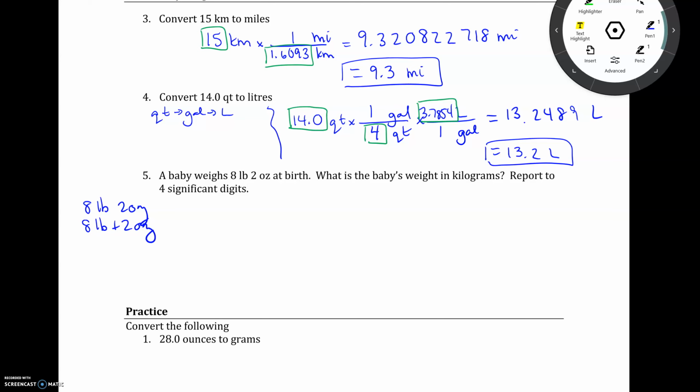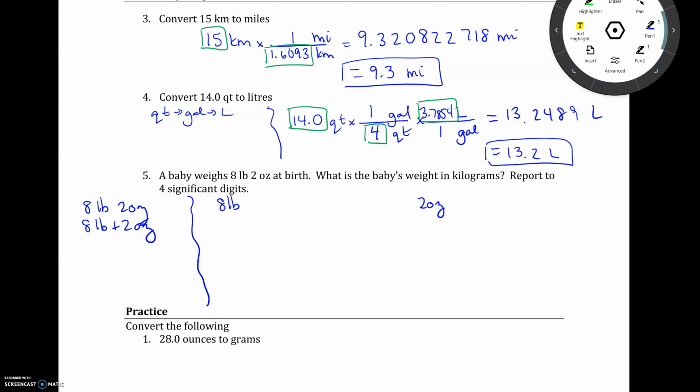Okay, and report to 4 significant digits, we're told here, because it's a little bit different with pounds and ounces when it's reporting weights, because they're often rounded to the nearest whole number. Okay, so we want to convert to kilograms. So what we're going to do is set this up in 2 different parts. We can convert the 8 pounds to kilograms, and we can convert the 2 ounces to kilograms, and then we'll add them together at the end.